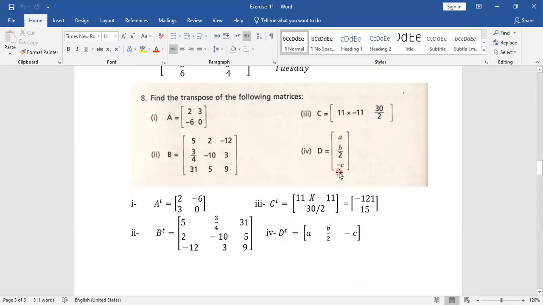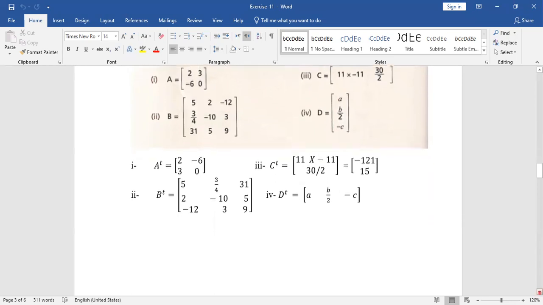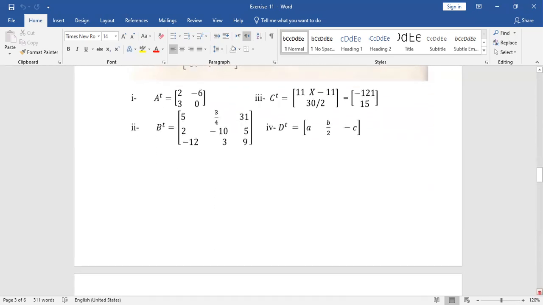Part D, this is only one column. Now we are going to transpose columns in the form of rows, A and B over 2 minus C. I hope you understand it. This is not a difficult concept.